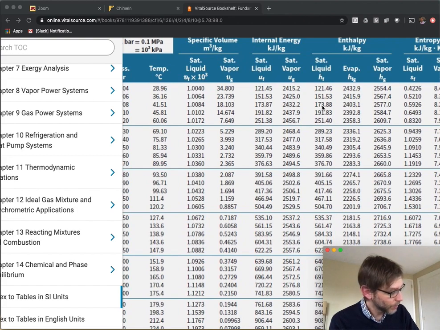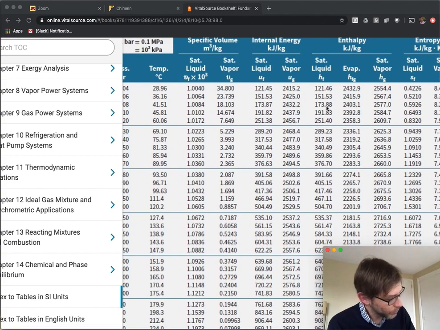I'm just going to write it down in my notes here, like I usually do in the class, and we'll say that h1 is equal to hf plus x1 times (hg minus hf), which is equal to hf plus x1 hfg, because it's given to us in this table. You see, hfg is given right there. Okay, so that's cool. So 0.08 is right here, so we just need hf, which is 173.88.